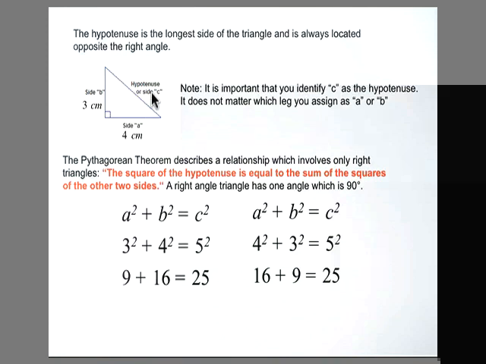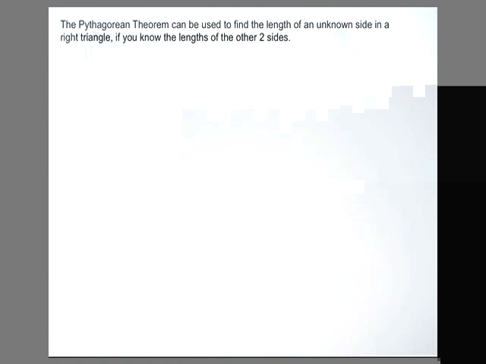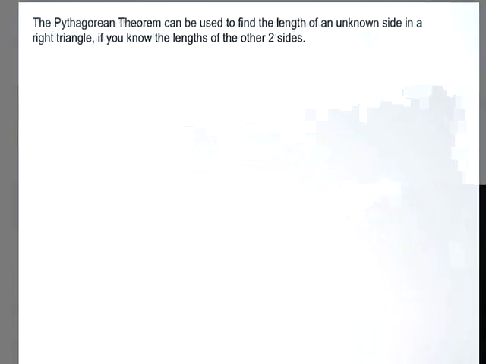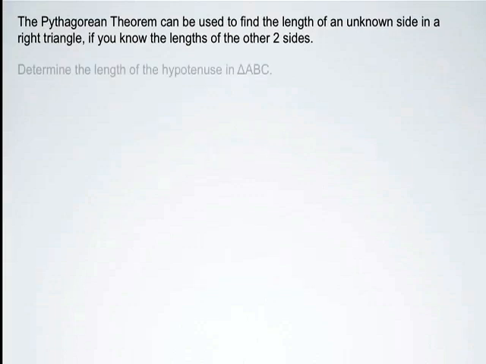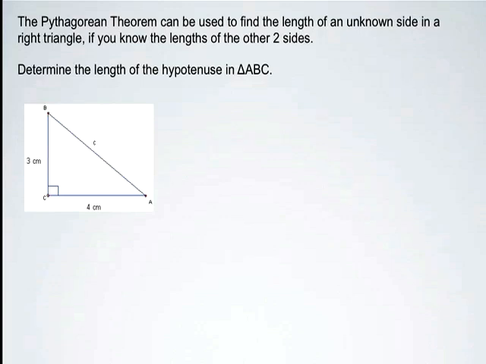So now if we're going to take a look at how we can use the Pythagorean theorem, the Pythagorean theorem can be used if we know the lengths of two sides in a right triangle and we're trying to find the length of the unknown side, or the third side. And so as an example, we're going to try and determine the hypotenuse in triangle ABC. And this is just like what we had just seen. And so now we're going to go through and solve algebraically and show how you would do all the steps on a test or an exam.